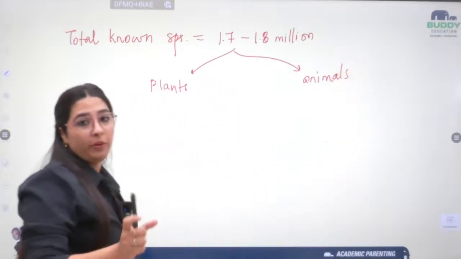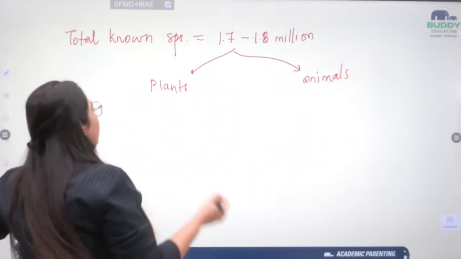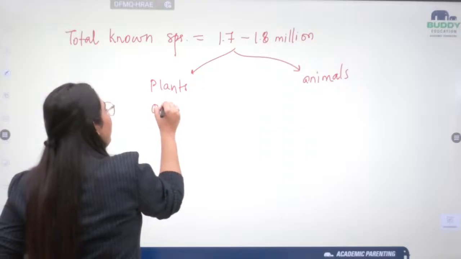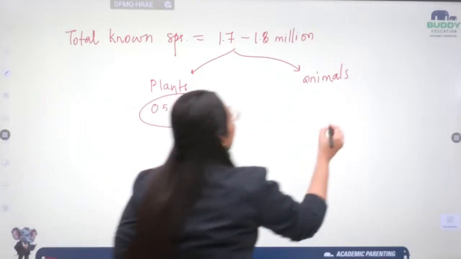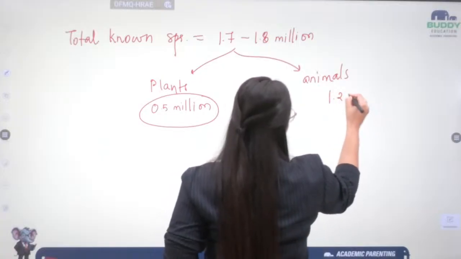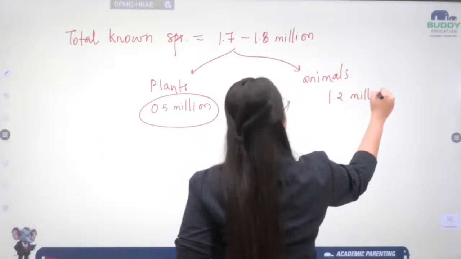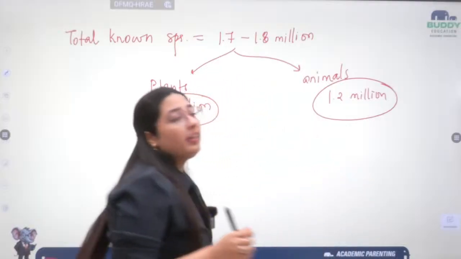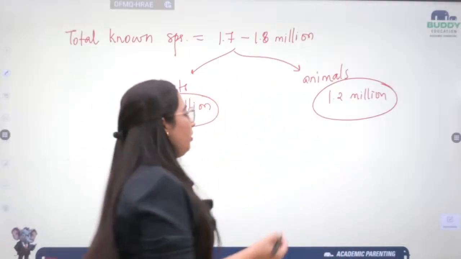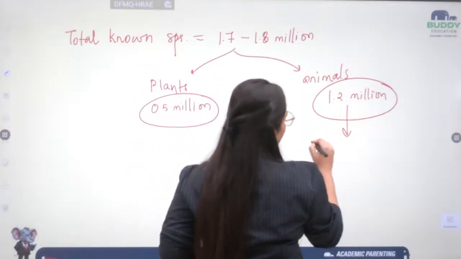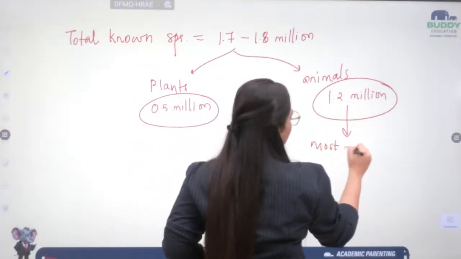So out of this 1.7 to 1.8 million, 0.5 million is plant species and 1.2 million is animal species. And in animals, most of the group is included as arthropods, or like most of the species out of this are mostly insects.